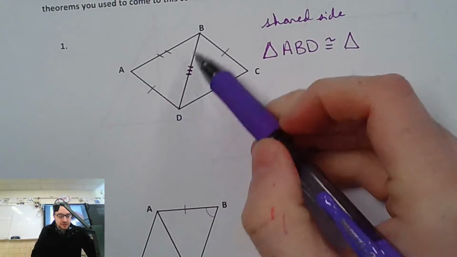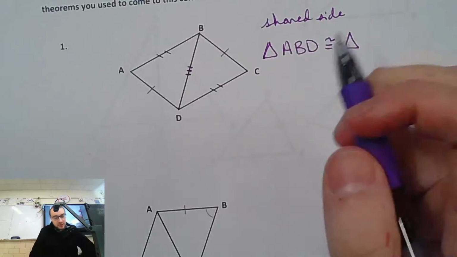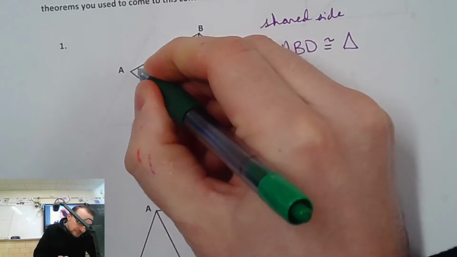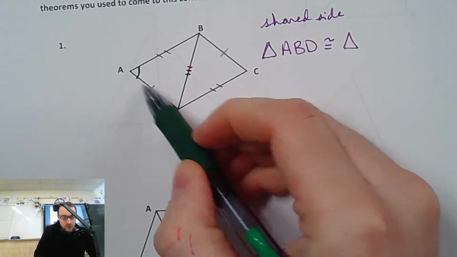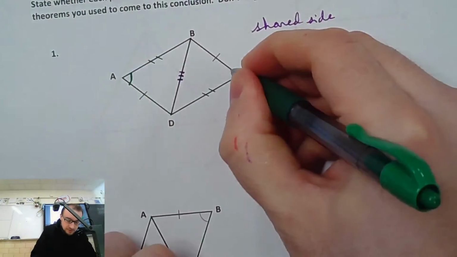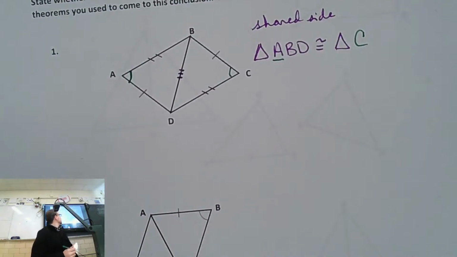ABD is this left side triangle. And then this other one I have to write in a certain order. So what I'm going to do is match up sides and angles. Notice that angle A, this angle here, is formed by the side that has 2 tick marks and 1 tick mark. So I'm going to look for that same angle on the other triangle, which is angle C. So A and C will go together.